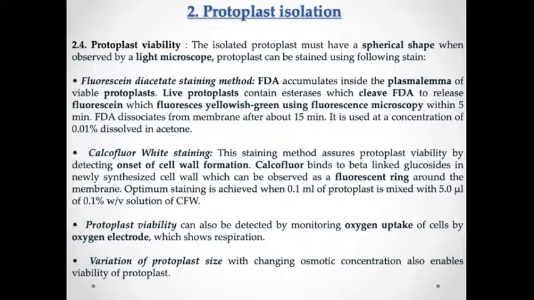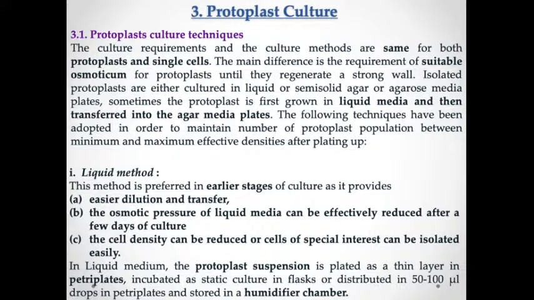Further, protoplast viability could be detected using oxygen uptake by having an oxygen electrode, which could tell us how much respiration is happening in our system. And also variation of protoplast size with changing osmotic concentration enables assessment of the viability of the protoplast. So by all these four methods, you can check the protoplast viability. Now we're going to discuss further.